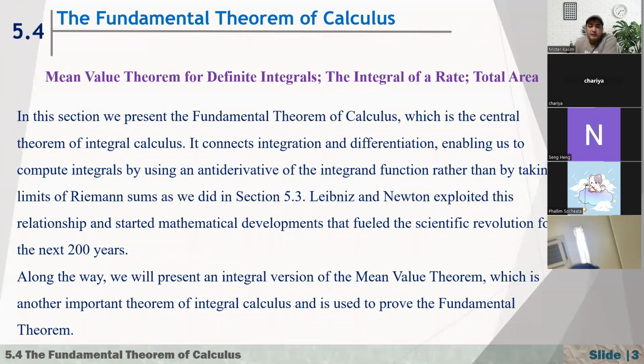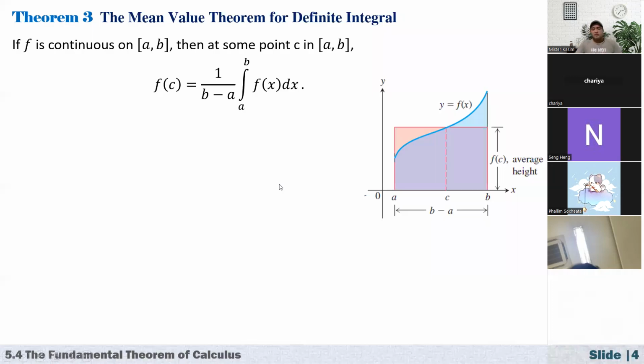Okay. All right. So now we are going to start with the mean value theorem for definite integrals, which we are going to use to prove our fundamental theorem. It says that if f is continuous on [a, b], then at some point c in [a, b], f of c is equal to 1 over b minus a times the definite integral from a to b of f of x dx.